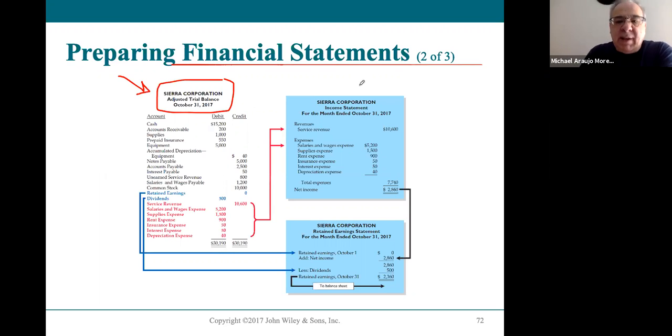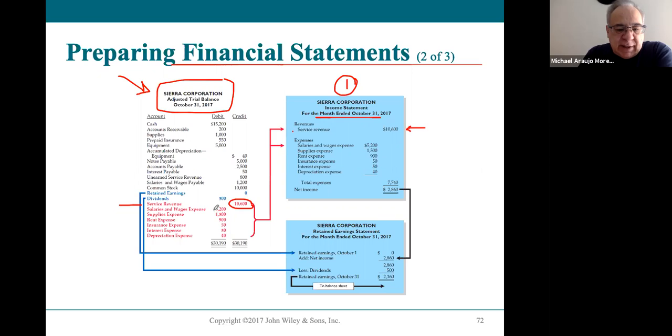The income statement here is the first statement we do. This is strictly for the month of October, ending 31st of October. The first thing that goes on an income statement is the revenue. Well, we know here the service revenue account is listed, and we had $10,600 of service revenue. That's what goes here. It's the only revenue account this company has, so we can put the number directly into the far right column.